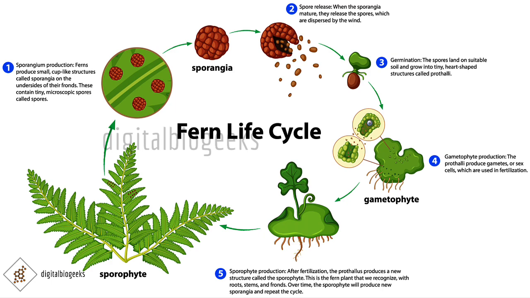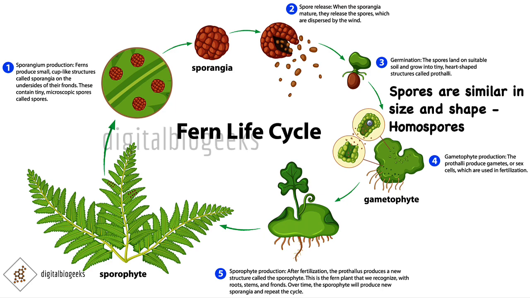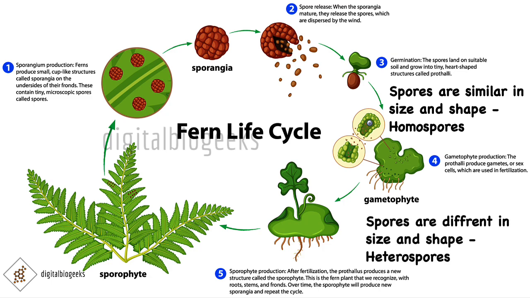Then the fusion of male gamete and the egg takes place, which gives rise to a zygote. The zygote undergoes mitotic division and develops into a multicellular sporophyte, which is the dominant phase in the life cycle of pteridophytes. In most of the pteridophytes, the spores are similar in size and shape, which are known as homospores. However, in genera like Selaginella and Salvinia, there are micro and macrospores. Then they are known as heterospores.